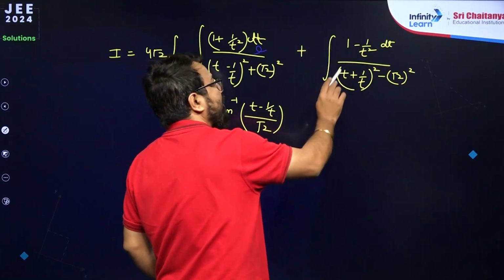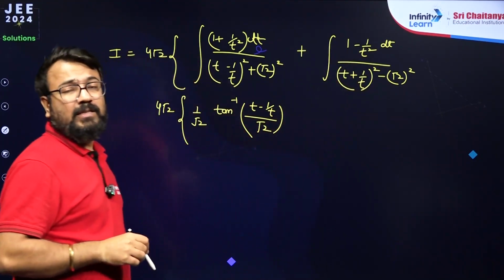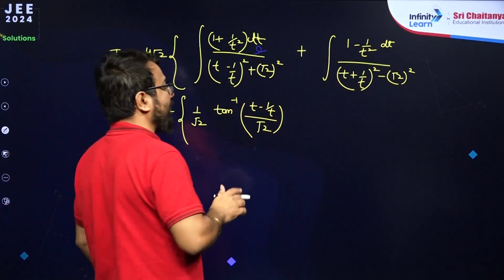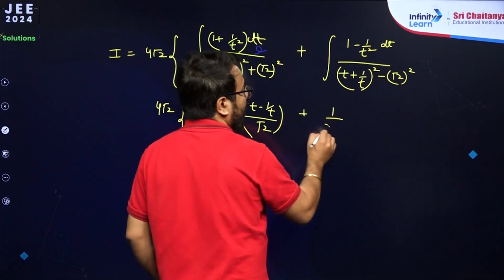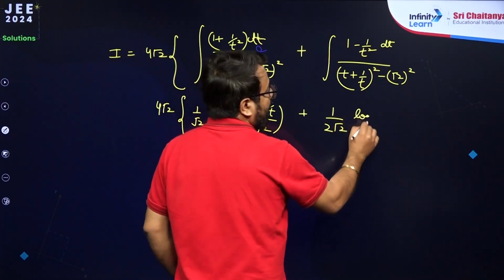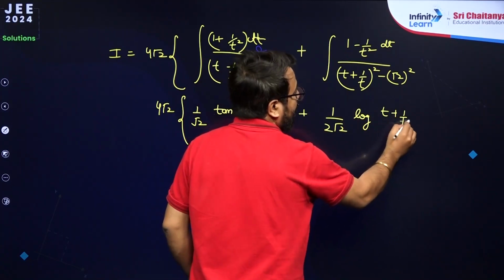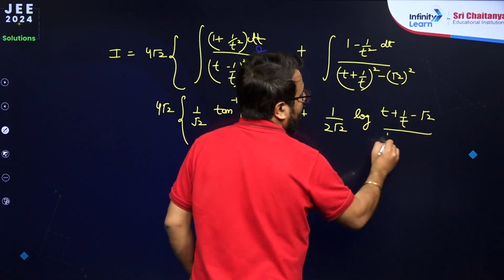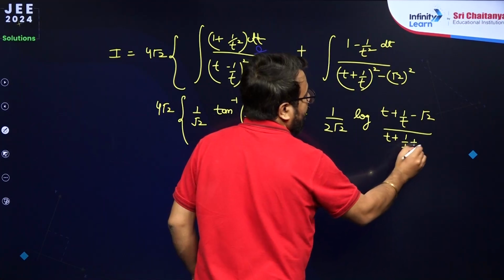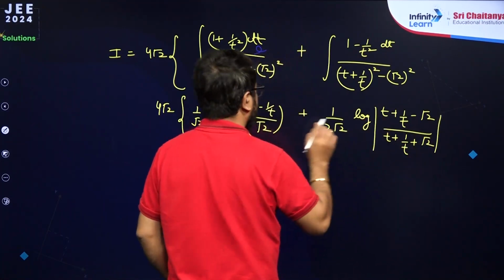So dz over z square minus a square. So basically here it will be an identity which is 1 upon 2a log (x minus a) over (x plus a). I hope you are able to understand this, okay?